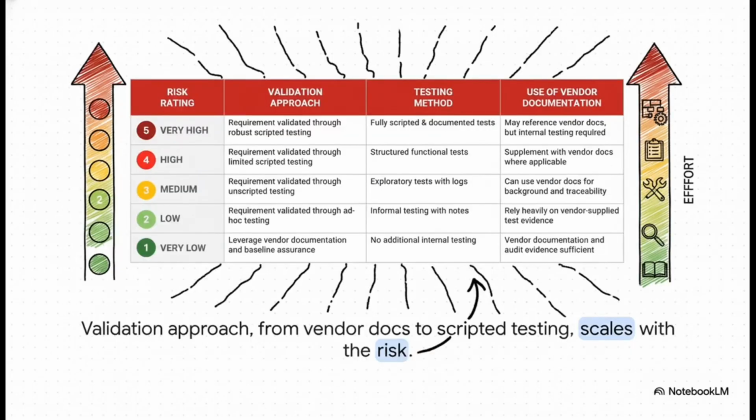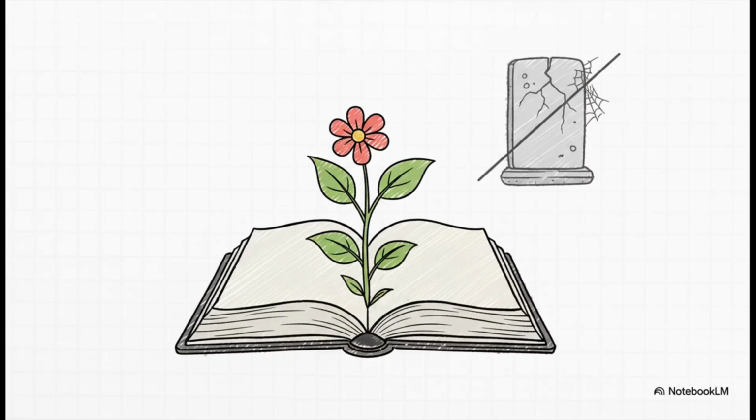And this visual just nails the entire concept. Look at this. See how the validation effort scales perfectly with the risk level? For the low-risk stuff, you can pretty much just rely on what the vendor tells you. But as you climb that ladder towards high-risk, custom code, your testing has to get way more rigorous. We're talking fully scripted, documented, robust tests. The effort matches the risk. It's that simple.